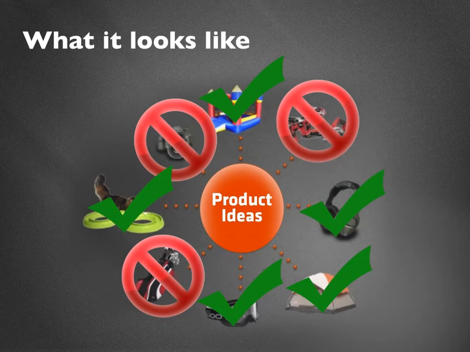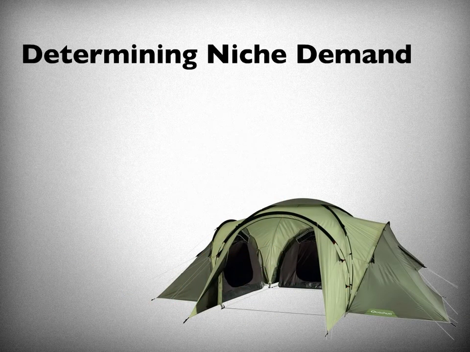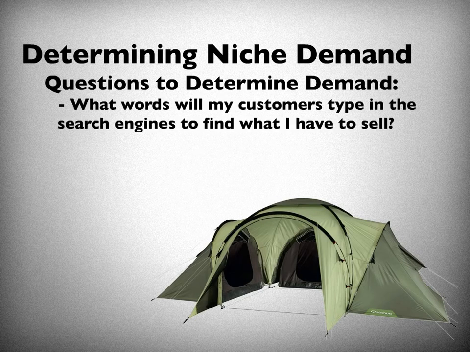We've got to ask ourselves a couple of questions before we really get started. Let's say tents was the one we're going to use in this scenario. Obviously there were 4 or 5 ideas, but tents or camping equipment was one of the things we wanted to sell. The first question we're going to ask ourselves is, what words will our customers be typing into the search engines to find what I have to sell?